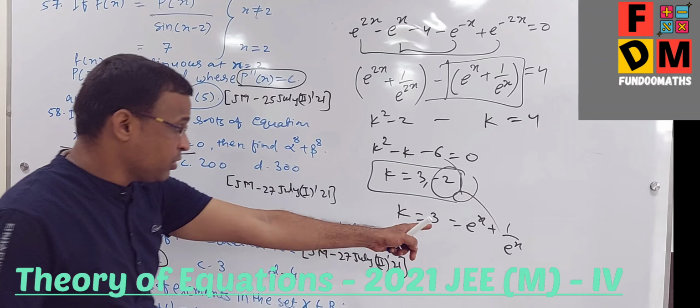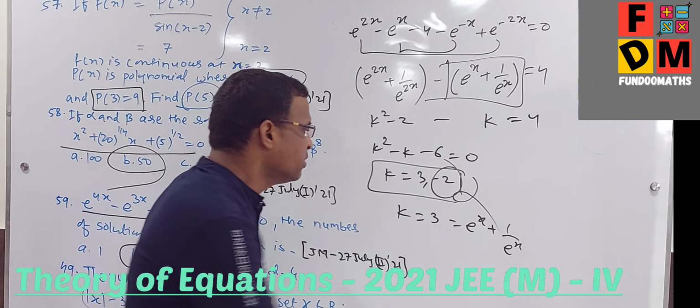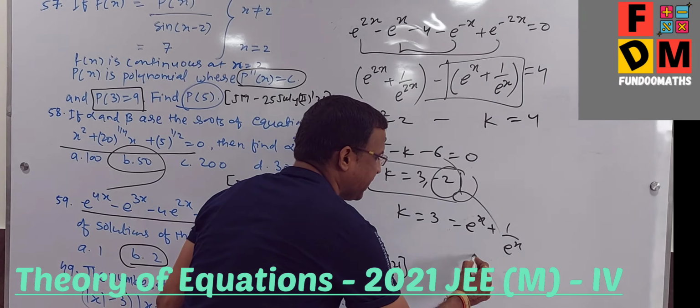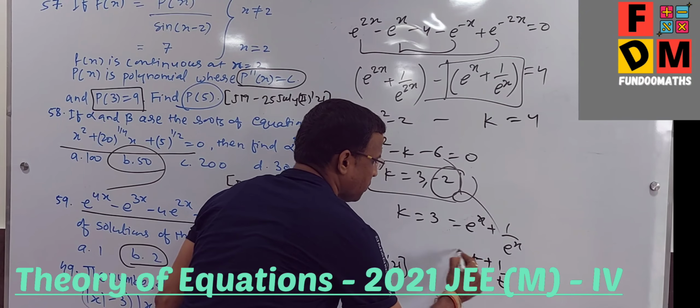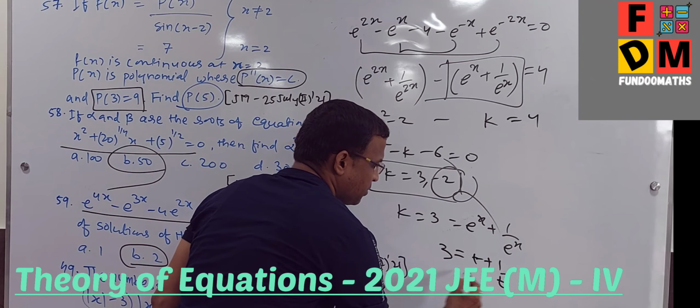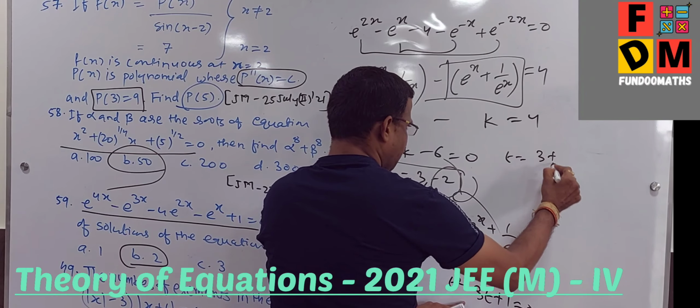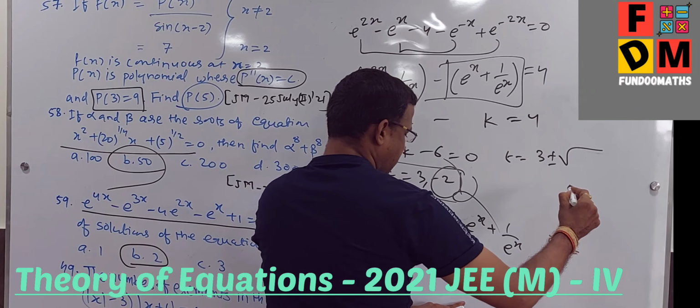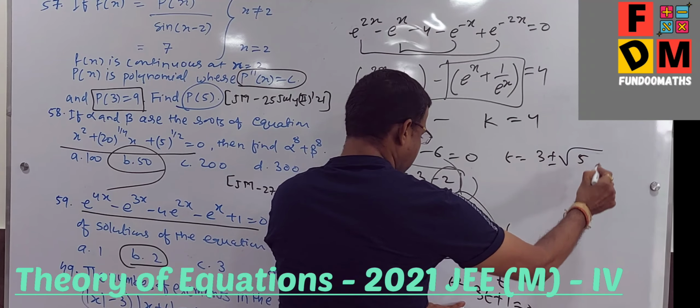Before that, we need to check whether the roots are positive or negative. So let us try that. t plus 1 upon t is equal to 3. Cross multiplying, it is t square minus 3t plus 1 is equal to 0. The solution is t is equal to 3 plus or minus square root of 9 minus 4, that is root 5, upon 2.